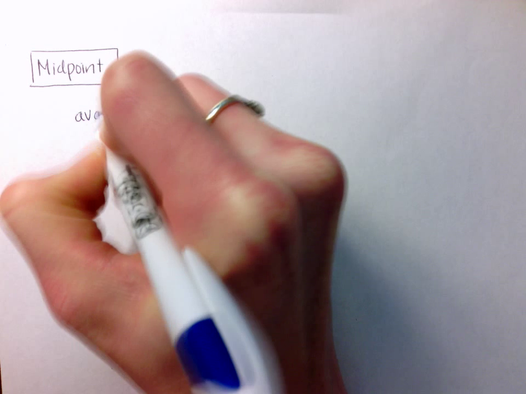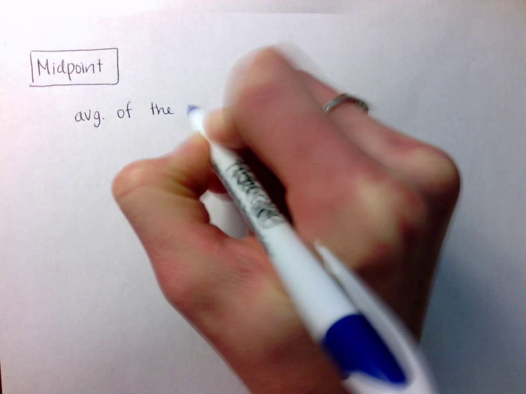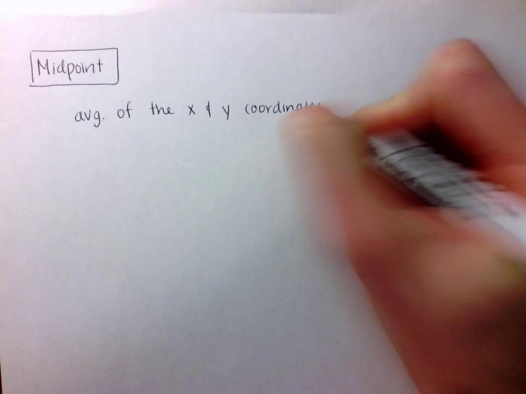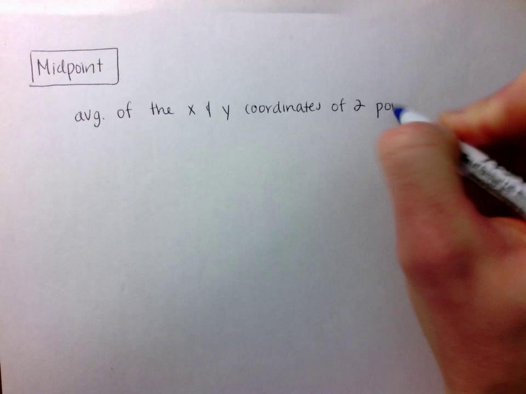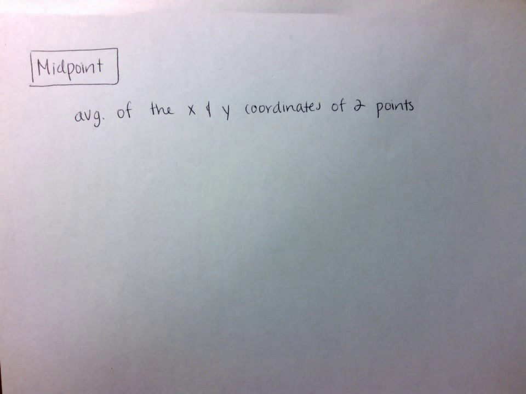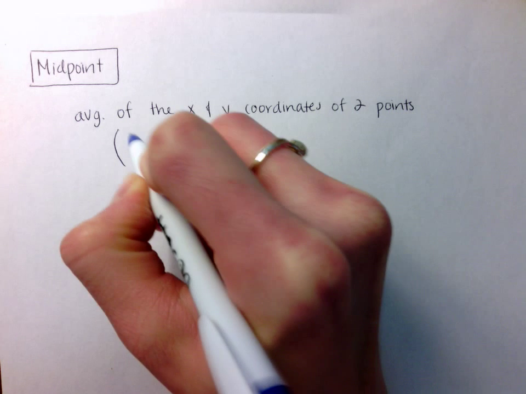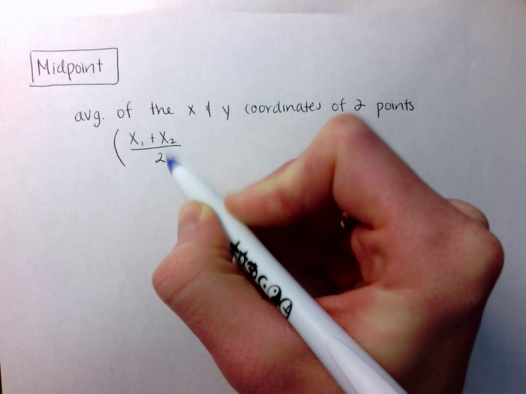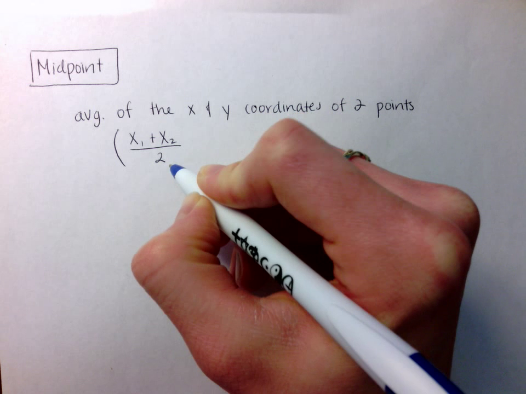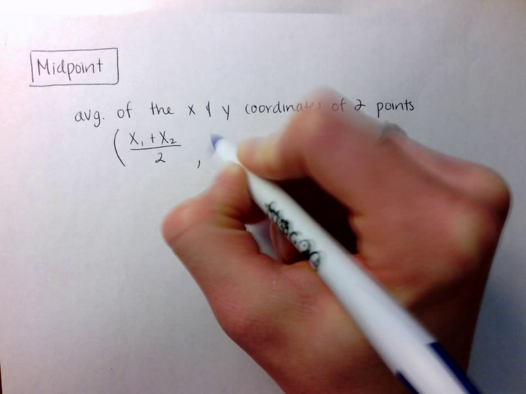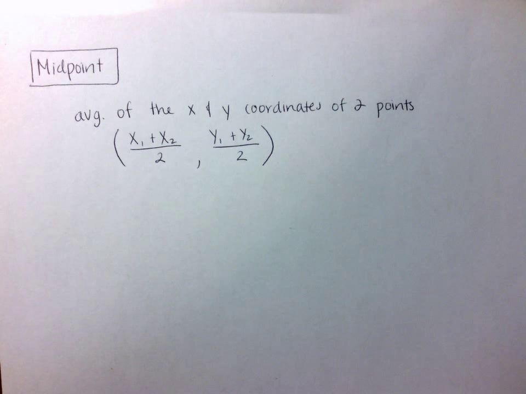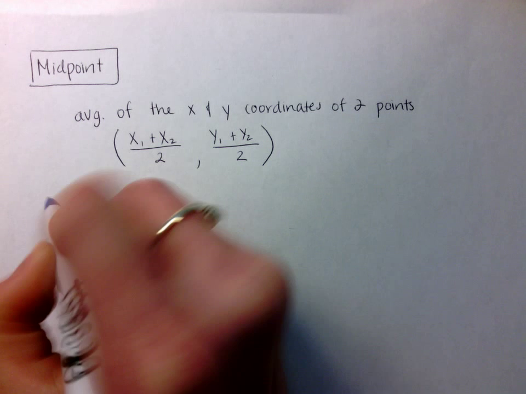If you remember, the midpoint is the average of the x and y coordinates of 2 points. The actual formula is (x1 + x2)/2, which is just the average. You're adding the two of them and then dividing by the number of numbers. Same thing for the y's: (y1 + y2)/2. That's the midpoint formula, so let's do a quick example.